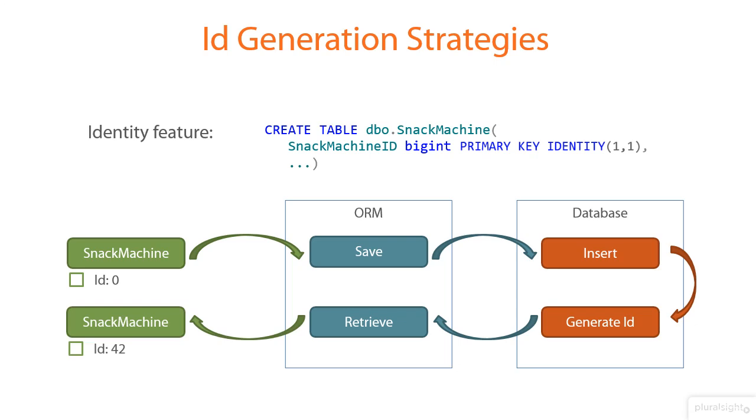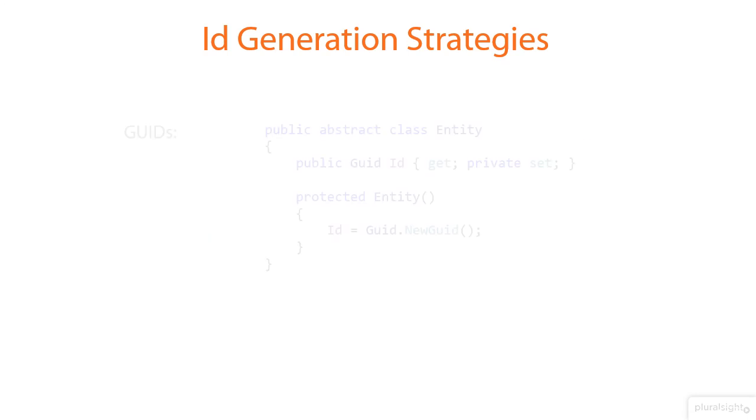The database generates a new identifier which the ORM then retrieves and assigns to the entity in the memory. While this solution allows us to leverage the built-in SQL Server functionality and generate good-looking integer values, it has a major drawback. In order to actually assign an identifier to an entity, Hibernate has to perform a round trip to the database, and that doesn't play well with the concept of unit of work.